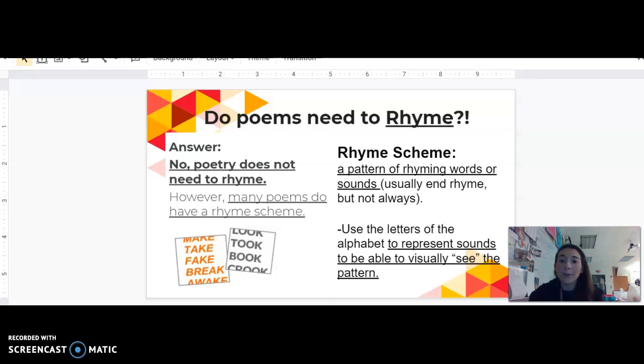Use the letters of the alphabet to represent sounds to be able to visually see the pattern. So when I say use the letters of the alphabet, I'm going to give you an example in just a moment. But once again, different poetry types that we are going to talk about at the end of the notes use different rhyme schemes. And some poetry types don't use rhyme or rhythm at all, meaning that they don't have any kind of form of meter.